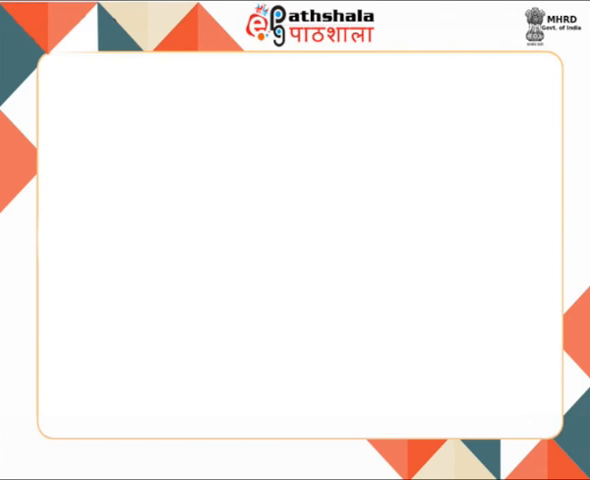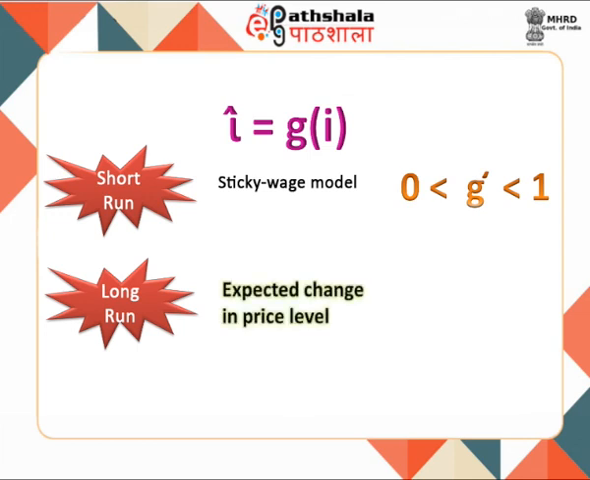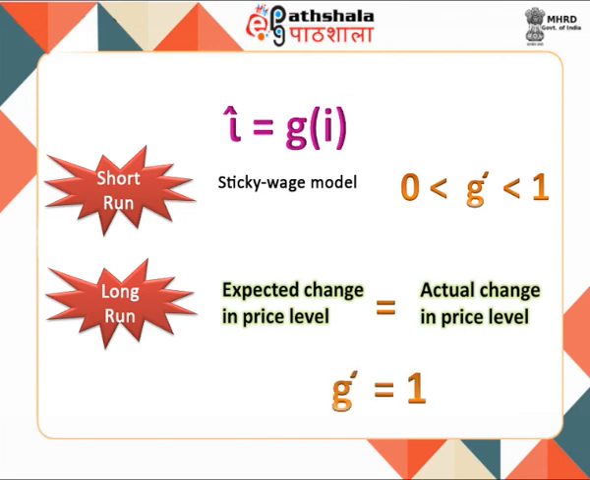Now consider the function I cap is equal to G bracket I. In the short run, when the sticky wages model holds, 0 is less than G dash is less than 1. However, in the long run, when the expected change in price level is equal to the actual change in price level, then G dash is equal to 1.